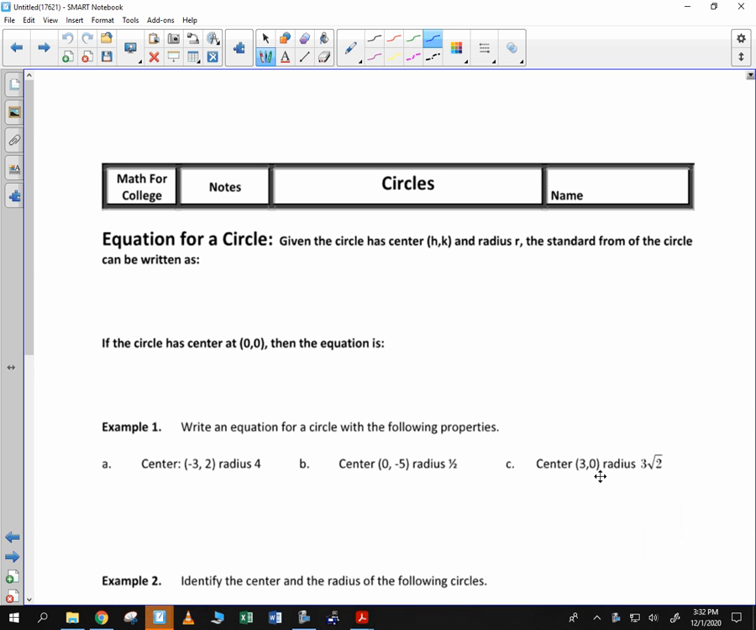Okay, math for college students, we're going to talk about circles now. It says, given the circle has a center of (h, k) and a radius of r, the standard form of the circle can be written as, this is your formula, (x minus h) quantity squared plus (y minus k) quantity squared is r squared.